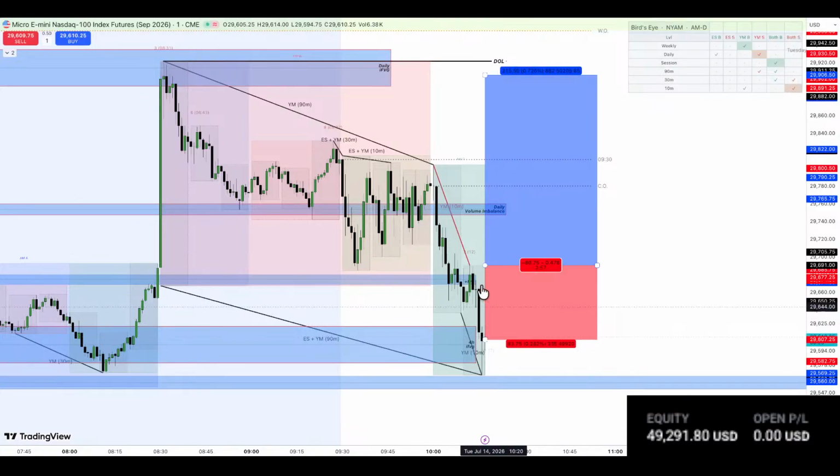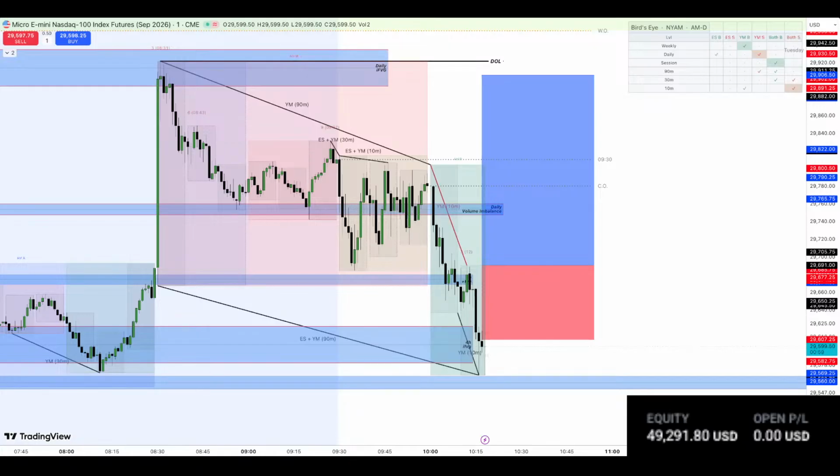So our change in the state of delivery is right here. If price closes above this, then I would say that the price is gonna go up from there. I need to see a displacement higher.